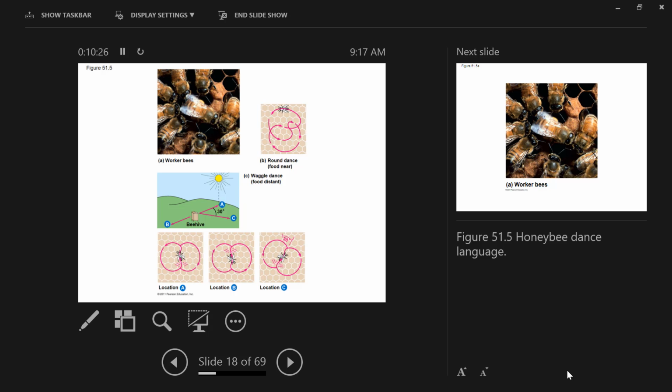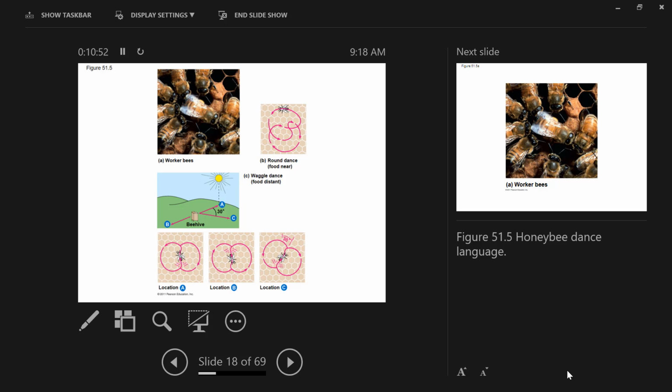And they will execute basically a figure eight dance, and this midline will point in the direction of where the food source is. And the size of these circles will oftentimes illustrate how far away the food source is. That's pretty cool. So here they're pointing in the direction of A. Here their heads face in the opposite direction, so it's still on the same plane, but now the food source is on the other side of the hive.